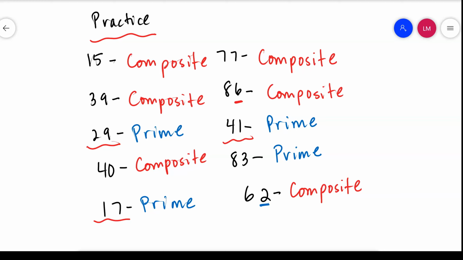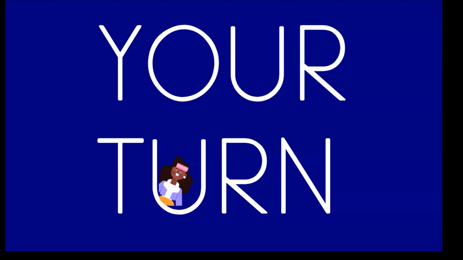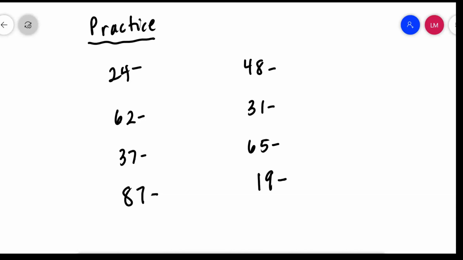So what I want you to do now is I'm going to put a few more on the screen. You're going to work on it independently, and then we'll come back together and check and see if you got the right answer. Alright guys, so here they are. These are the problems that I want you to look at and try on your own. So remember, some of them should just jump straight out at you as to which ones are primes and which ones are composites. Take a moment and figure out what the answer is.